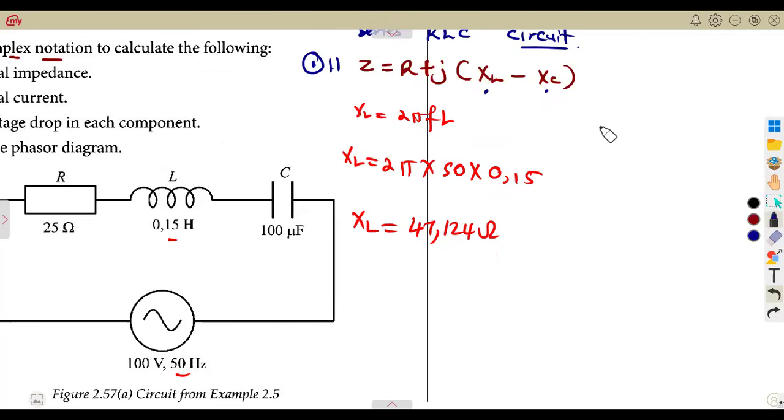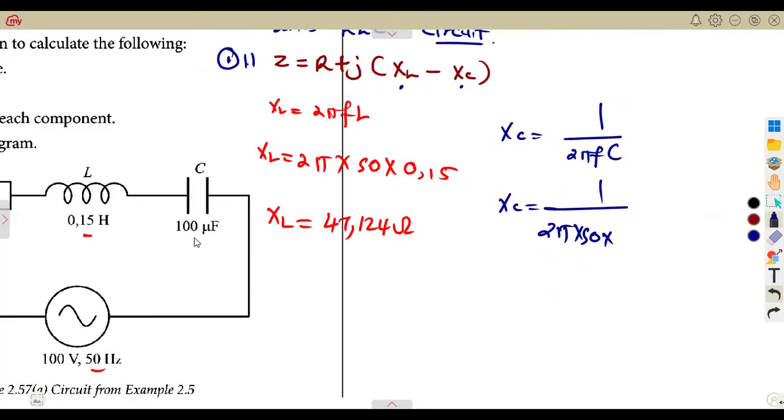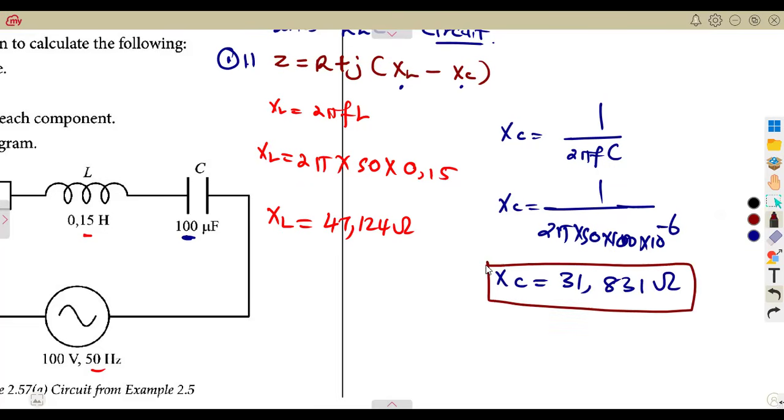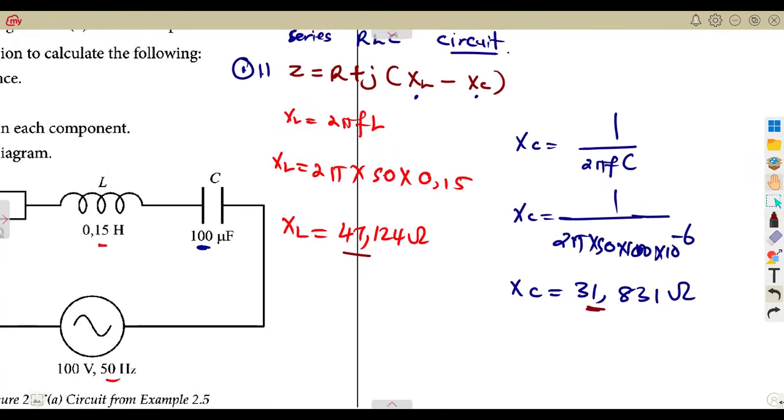Then the XC, you do the same thing. As we saw, XC is 1 over 2 pi FC. So that is going to be 1 over 2 pi times the frequency, which is 50, times C, the capacitance value, which is 100 times 10 to the exponent of -6, 100 microfarad. That gives us the value of XC, which is 31.831 ohms. Having the value of XC and the value of XL, these values will help us now to determine our Z.